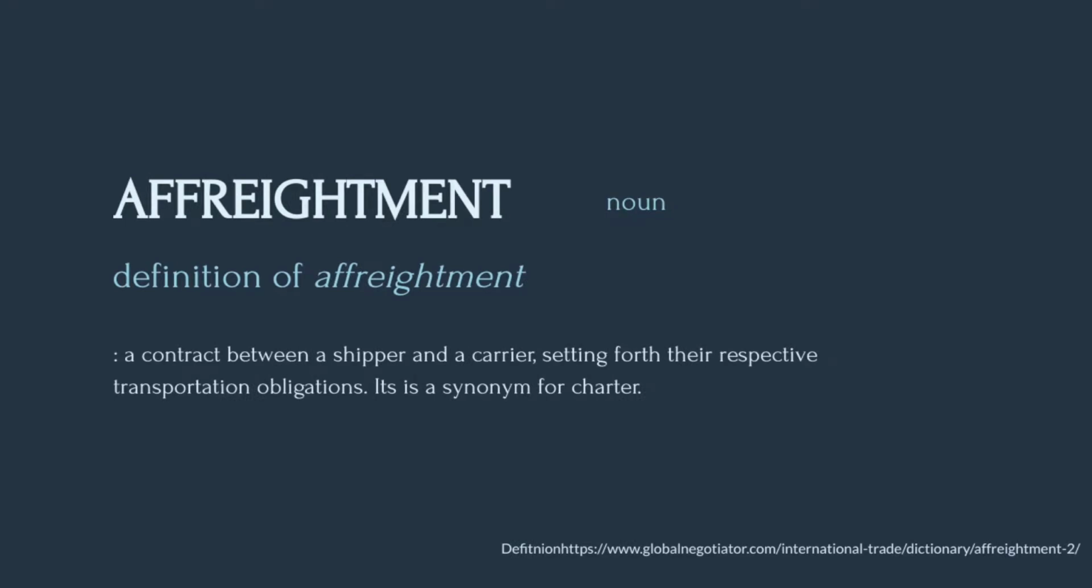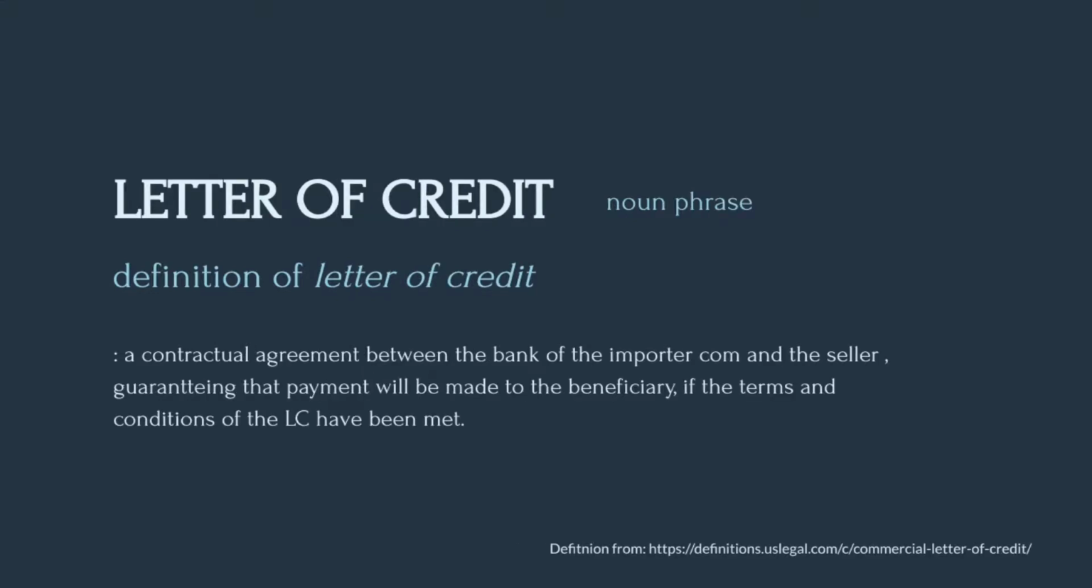Furthermore, an affreightment is an agreement by the ocean carrier to provide cargo space on a vessel. This document gives information about the price of the cargo space and about the specific time of the agreement. Moreover, a letter of credit is a written commitment issued by the buyer's or the importer's bank to pay the seller's or the exporter's bank.